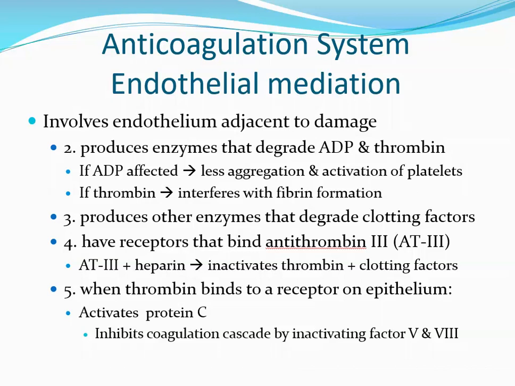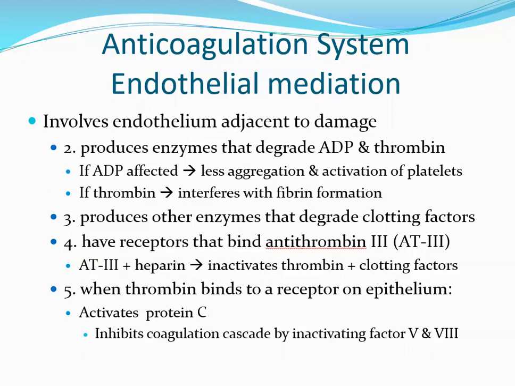Normal endothelium also produces enzymes that degrade both ADP and thrombin. Remember, ADP was one of the platelet release factors. If ADP is affected, you will see less platelet aggregation and activation. If thrombin is affected, it will interfere with the formation of fibrin. Normal endothelium also produces other enzymes that will break down the clotting factors.